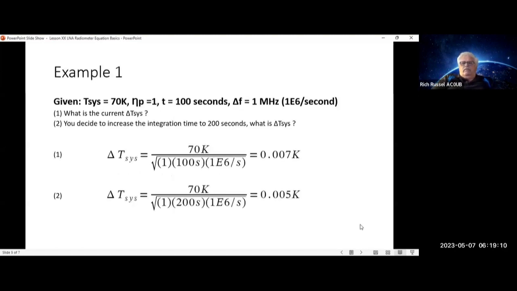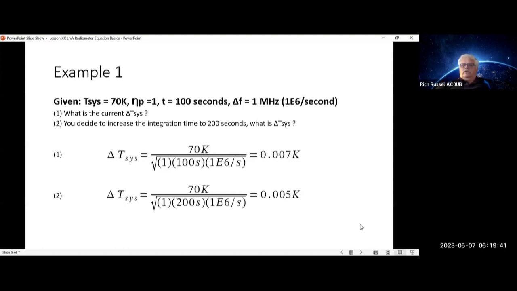Let's do an example. Measured T_sys equals 70 degrees Kelvin, one polarization, integration time of 100 seconds, and the bandwidth is 1 megahertz, which is 1 times 10 to the 6th per second. What is your current delta T_sys? If you put all those numbers in, it's equal to 0.007 Kelvin.